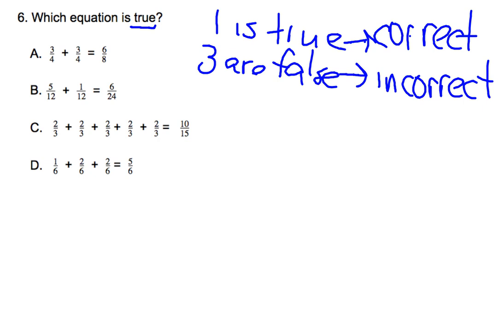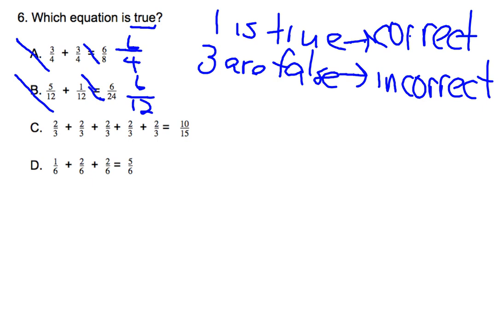So 3/4 plus 3/4 is not 6/8. It should be really 6/4. So A is not true. So 5/12 plus 1/12 is not 6/24. It really should be 6/12. So B is not true.